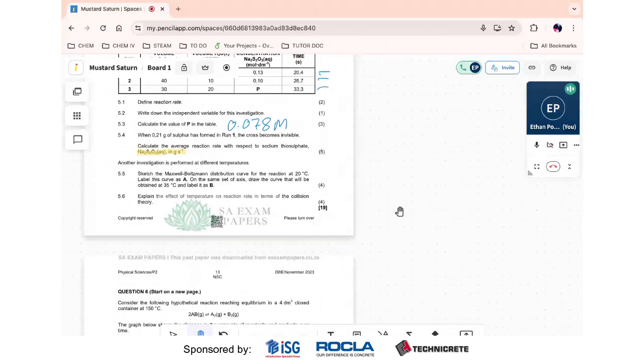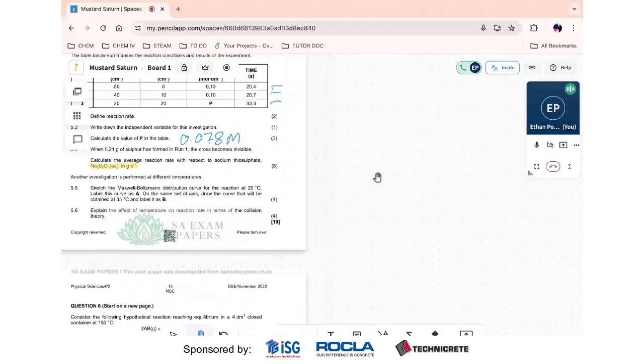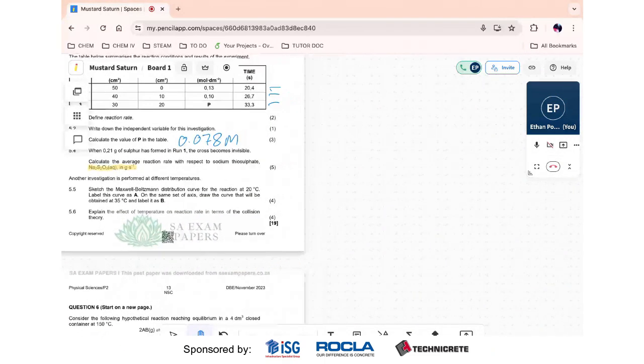So these are sketching questions. Sketch the Maxwell-Boltzmann distribution curve for the reaction at 20 and label this curve A. On the same set of axes, draw the curve that will be obtained at 35 and label it B. So what's a Maxwell-Boltzmann distribution curve? What does that include? So let's put a set of axes.